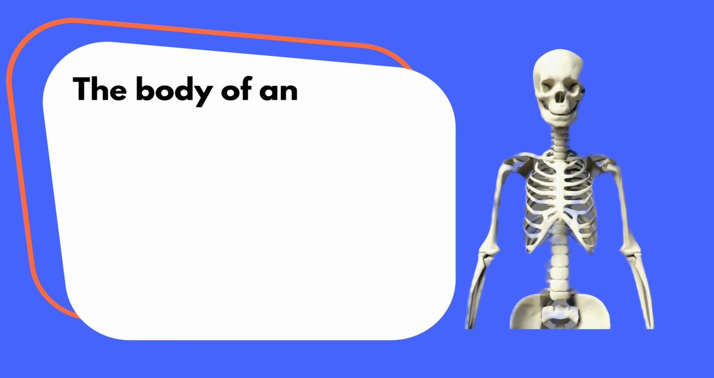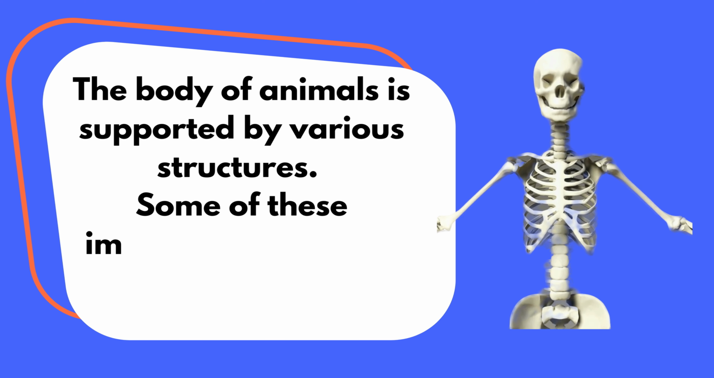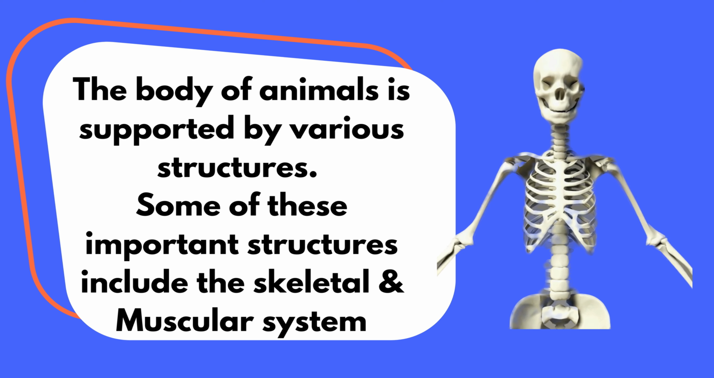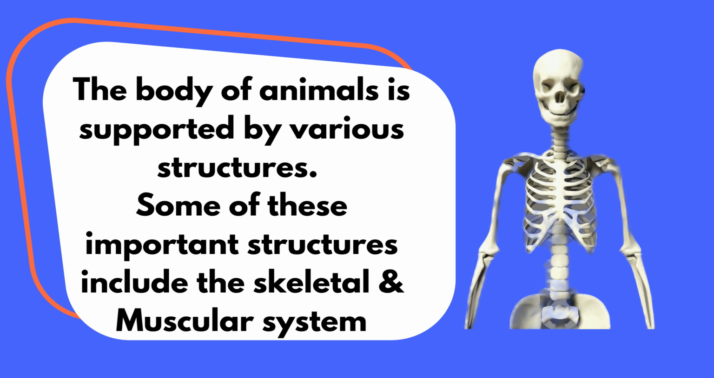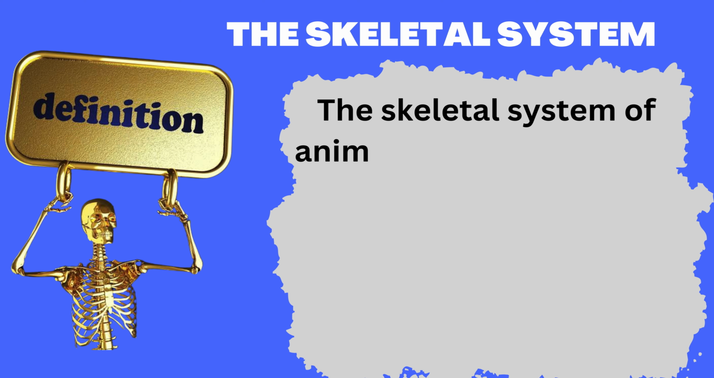The body of animals is supported by various structures. Some of these important structures include the skeletal and the muscular system, and we are going to look at this system in detail in this lesson. The skeletal system of animals consists of bones, cartilage, or cuticles.